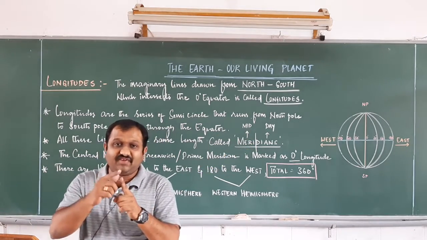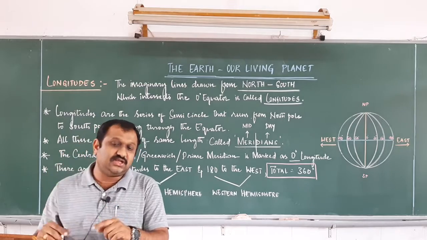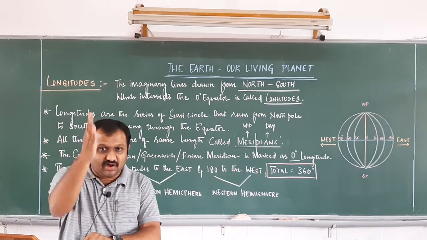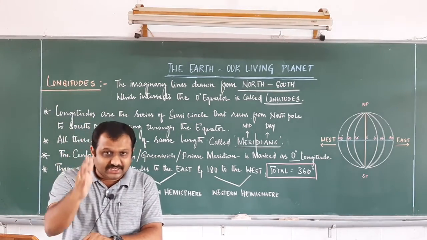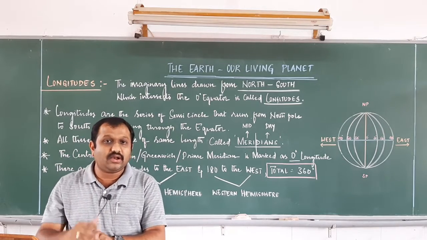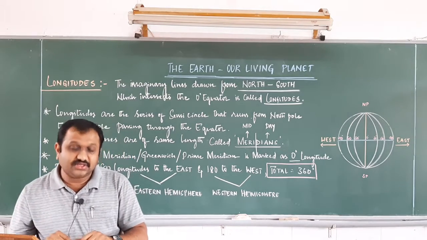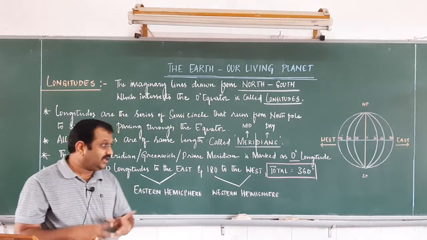That means every longitude that experiences midday has the sun's rays falling vertically on it, and it experiences noon, or meridian, that is, midday. So this is a point to keep in mind.